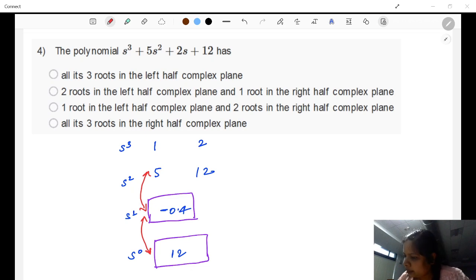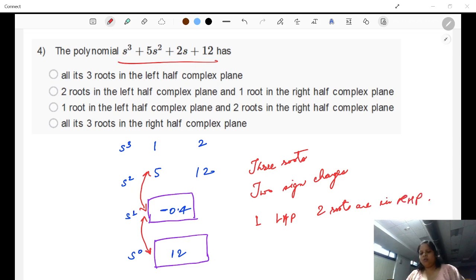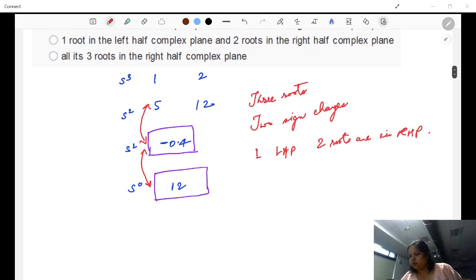What does that imply? It is a third order polynomial, so there are three roots. Now there are two sign changes, so one root is in the LHP and two roots are in the RHP. This is the conclusion that can be made from this polynomial.